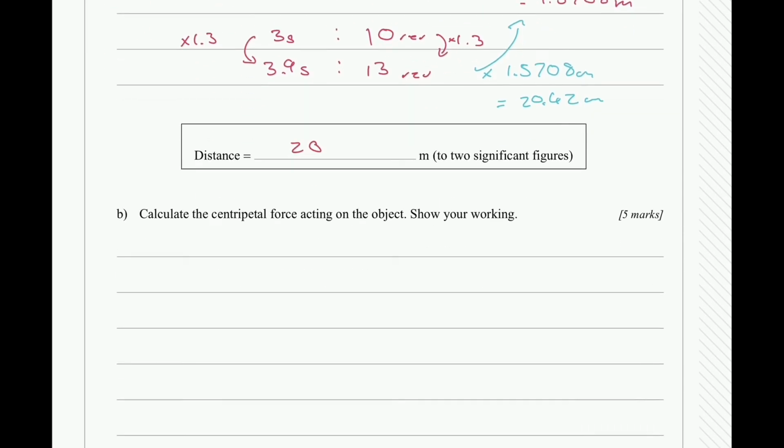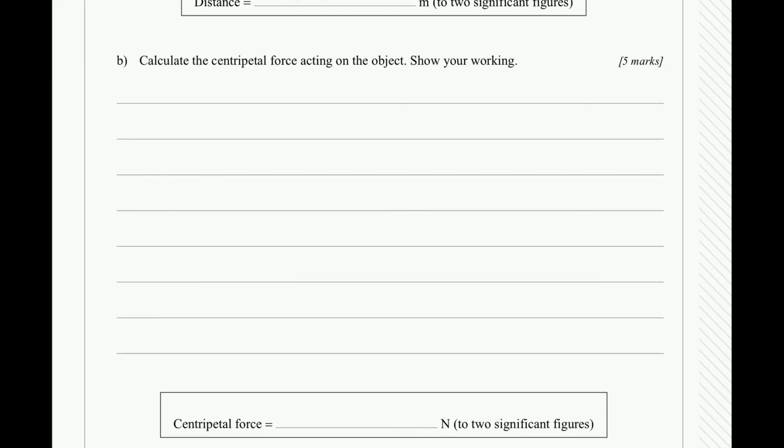All right, final part, part B, calculate the centripetal force acting on the object, show your working. So we need a formula for our centripetal force. It's going to be in our circular motion equations. So F net is the one we're looking for. Again, think about the variables you've been given in the question. F net is equal to mass times velocity squared over r.